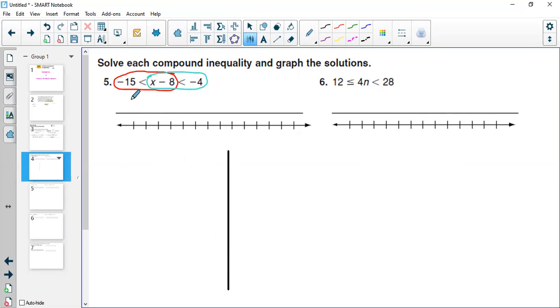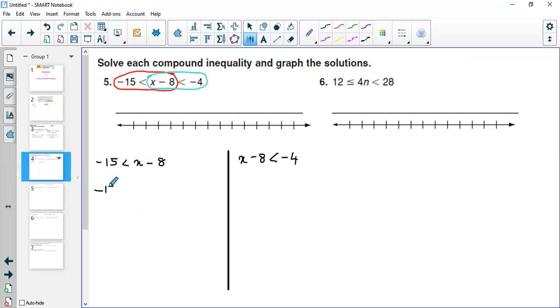So let me write down the inequalities. First, write the one which I have highlighted in red. The first inequality is negative 15 is less than x minus 8. This is the first inequality you're going to solve. And the second inequality you're going to solve is x minus 8 is less than negative 4. Hopefully you remember how to solve inequalities. You just solve them the same way you solve an equation, only there will be a sign which is not equal.